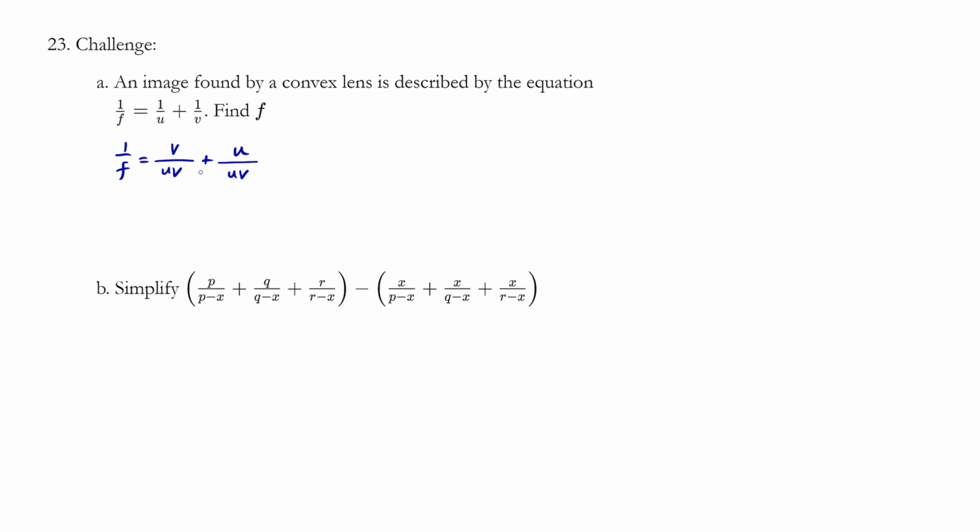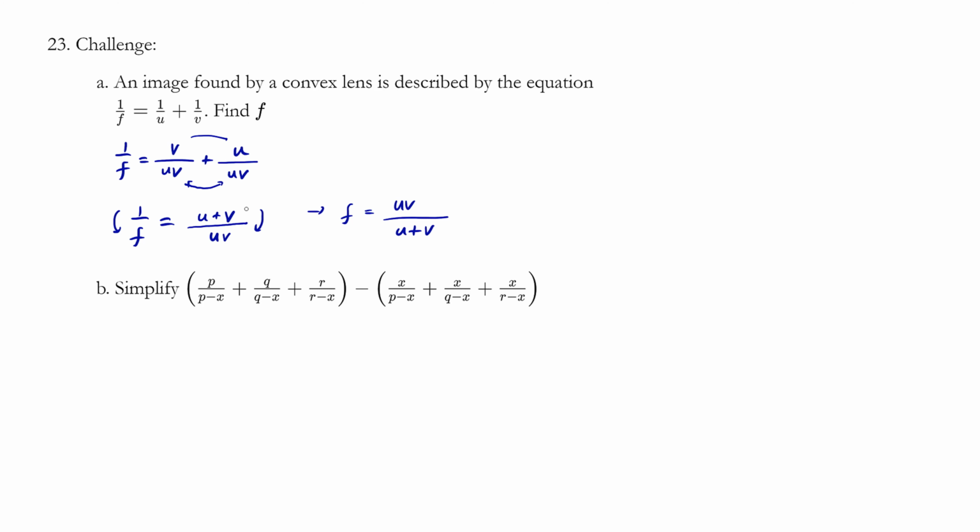So now you can see that we have a common denominator. We should be able to combine these terms together. So we have u plus v, I'm just switching these around, all over the common denominator uv. Alright, so we can simply flip both sides of the equal sign. So we have f is equal to uv over u plus v.